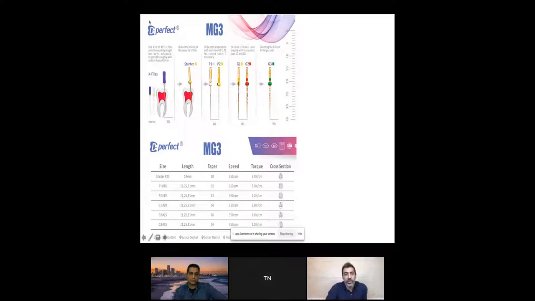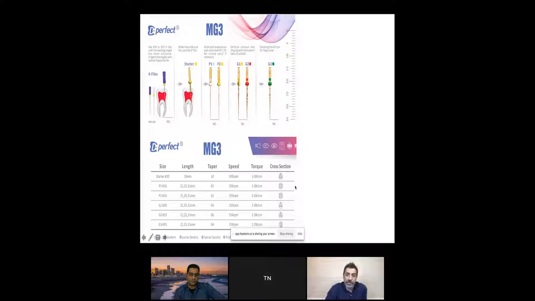So here we have two glide path files, P1 and P2. Then we have shaping files G1, G2, and G3. What I like about Perfect is these cards, because what I look at today in a nickel titanium file, when I get a new sample and I have to try it, is basically the heat treatment, the glide path file, and the cross section. The cross section is a very important part nowadays for any kind of shaping file.